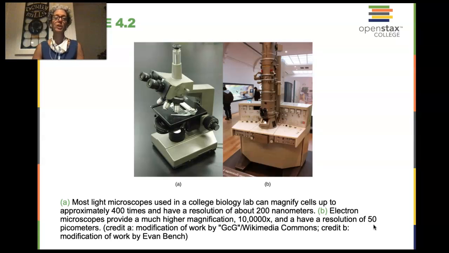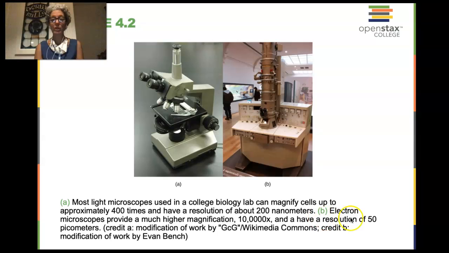We didn't talk much about resolution in our virtual microscope lab, but resolution means the ability to see two items as distinct. How close together can they be, and we can still see them as two separate things. So the higher the resolution, the closer two items can be, and we would still be able to see them as two separate things. A light microscope has a resolution of about 200 nanometers, which is 0.2 micrometers.